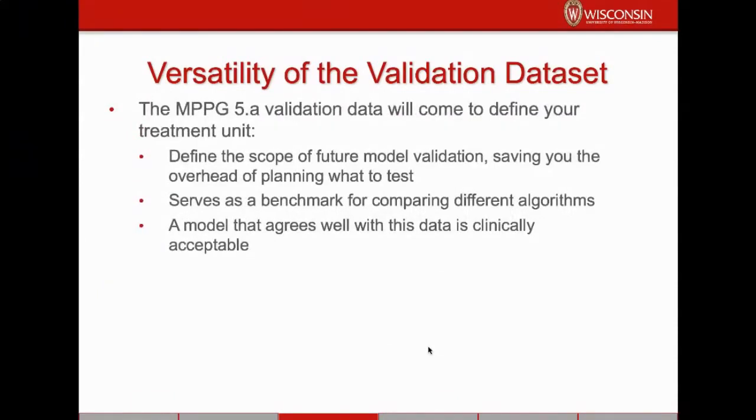The summary of that is that the MPPG 5A validation data will come to define your treatment unit. It's sort of an encapsulated set of data that represents all the different clinical ways you might be using your treatment planning system for that particular treatment machine. And the nice thing about having all this measured data that spans the scope of your use of the system is that you can just reuse it over and over and over again. So it helps define the scope of future model validation, which saves you a bunch of overhead in planning what to test. MPPG 5A tells you what to test, and you have this data set ready to go.